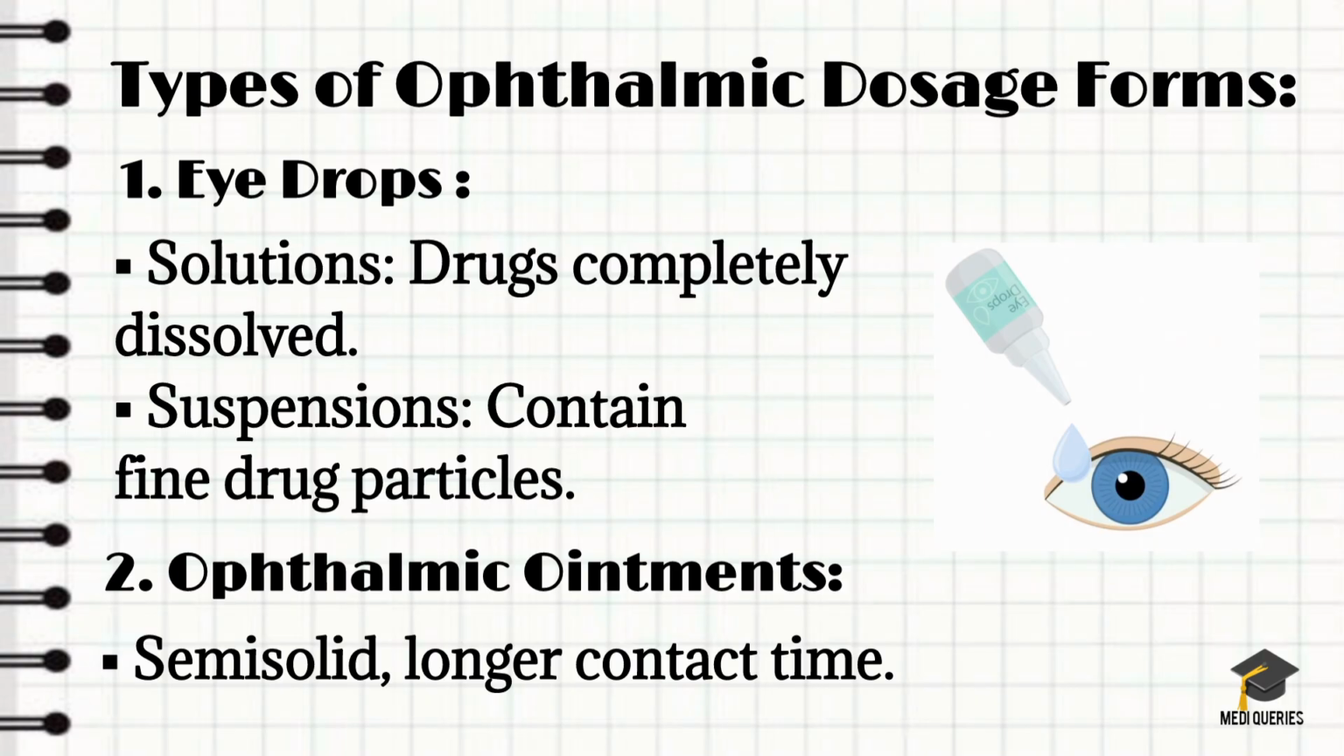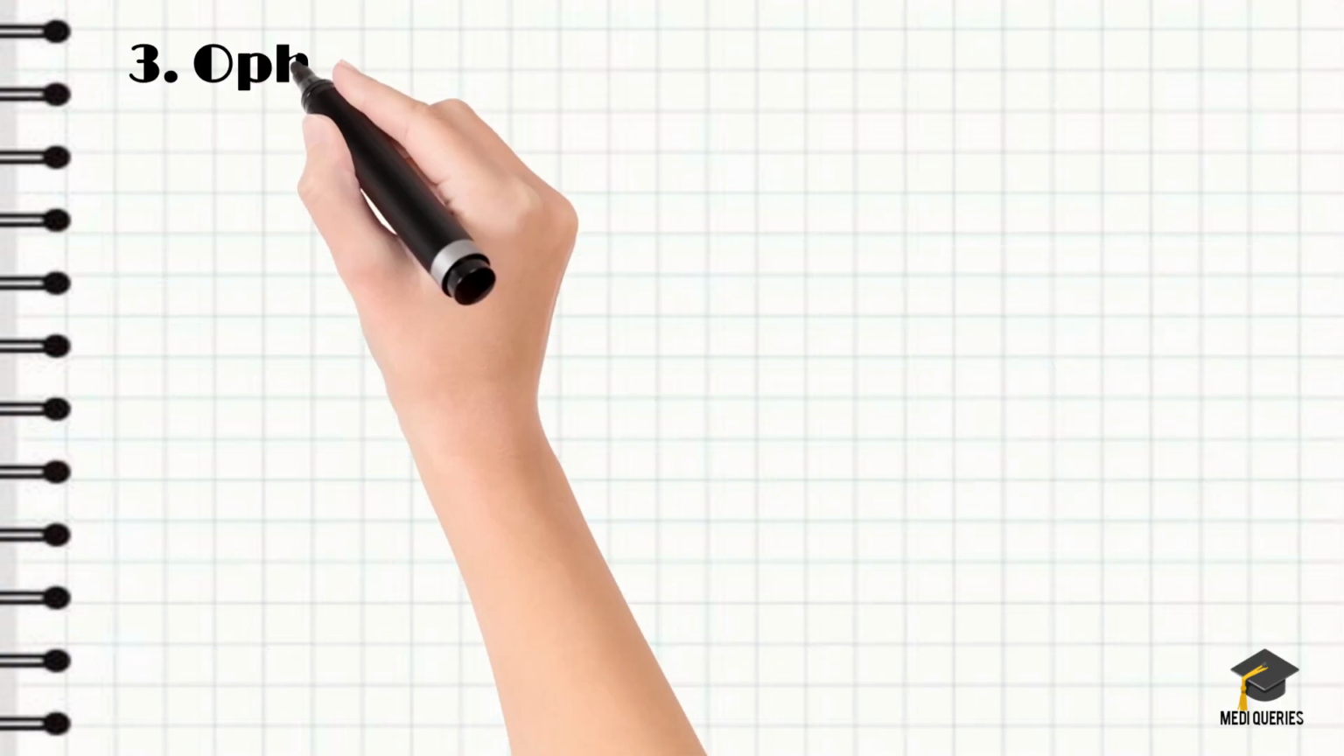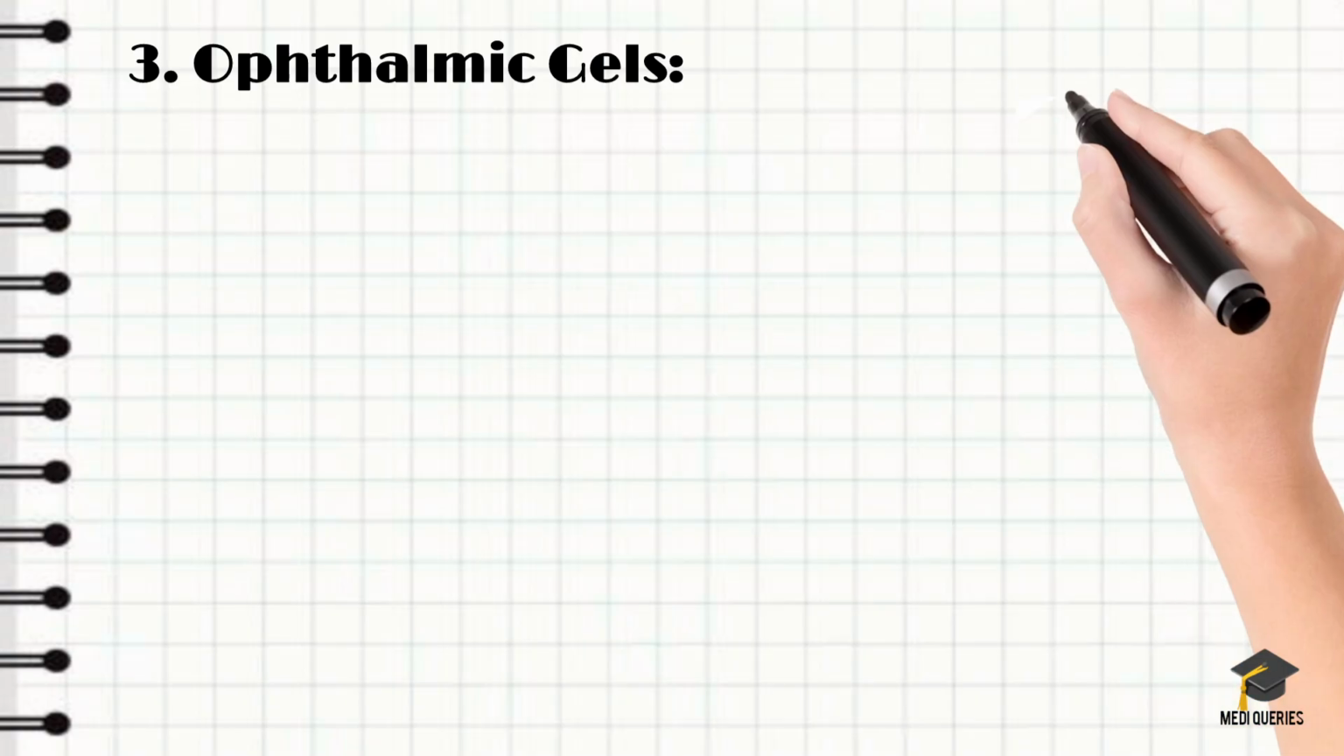And the next one is ophthalmic ointments. These are available in semi-solid base forms. Usually petroleum bases are used, and they are used for prolonged contact time with the eyes and often used at night, especially at bedtime, in order to improve patient compatibility.